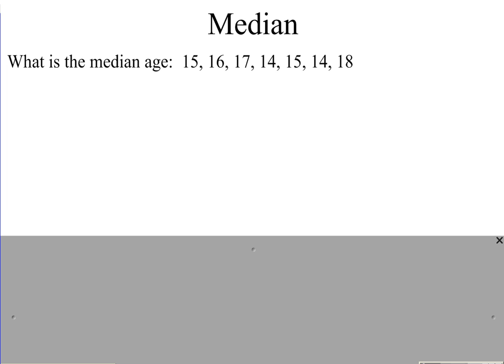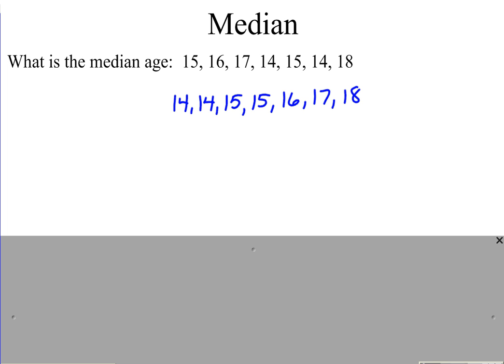What is the median age? First thing we need to do is rewrite this list of numbers in order from smallest to biggest. We cannot just look at the data set in the form it is now and say, oh, 14 is the number in the middle, because they're not in order. So let's first rewrite that. 14, 14, 15, 15, 16, 17, and 18.